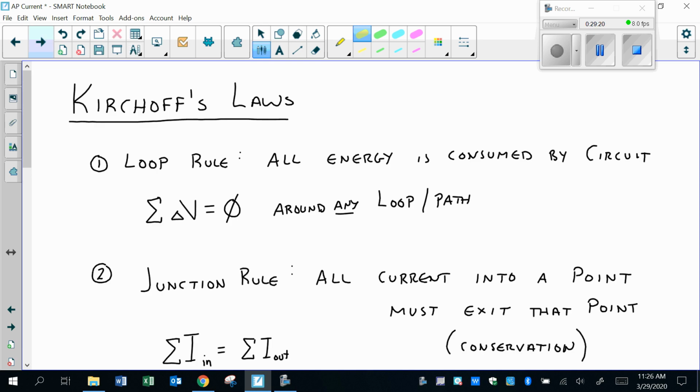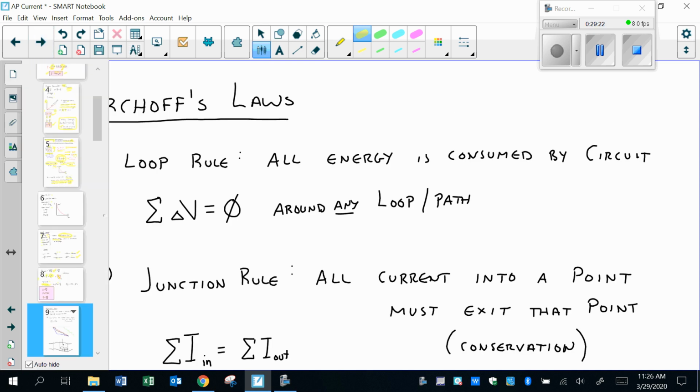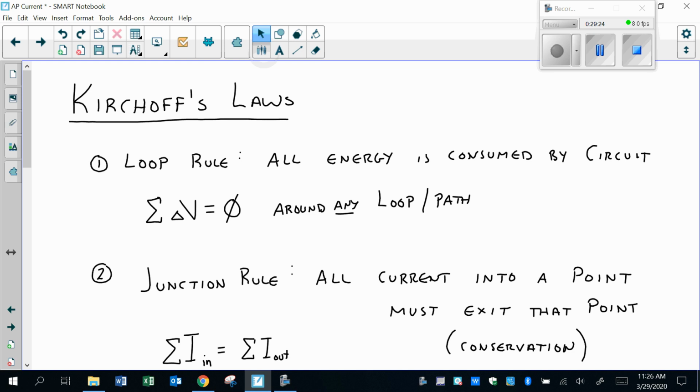So I believe we're on slide 9. I can't believe I can't remember from slide to slide. Slide number 9. All right, Kirchhoff's laws. We talked about these last year, and I don't remember if I used the phrase Kirchhoff or not. But basically, the things we've talked about in the past were the loop rule and the junction rule.